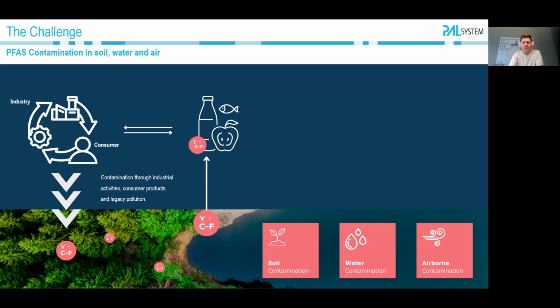water, in the air. If we go through them, the primary sources of soil contamination include the application of biosolids, compost, and wastewater irrigation, as well as the use of PFAS-containing pesticides. For water, aqueous film-forming foams, AFFF, used for firefighting are a major source of PFAS contamination in water bodies. And in the air, well, that's a little bit understudied. PFAS can also be transported through the atmosphere, contributing to their global distribution. But again, more research is needed here.